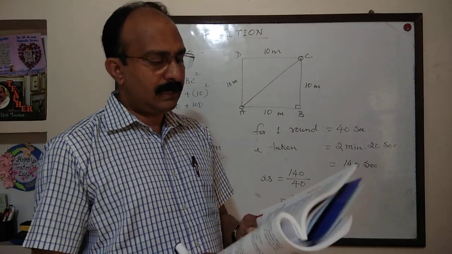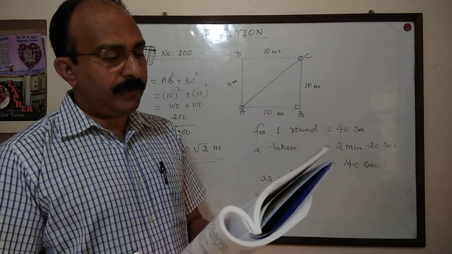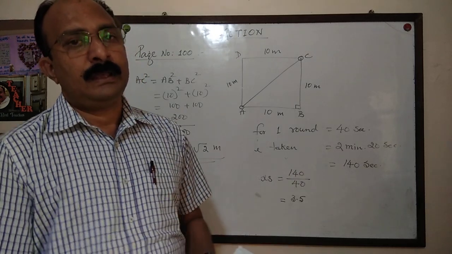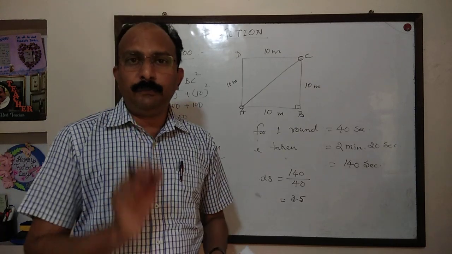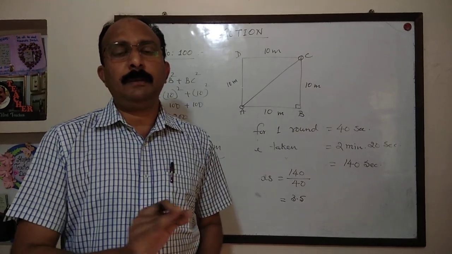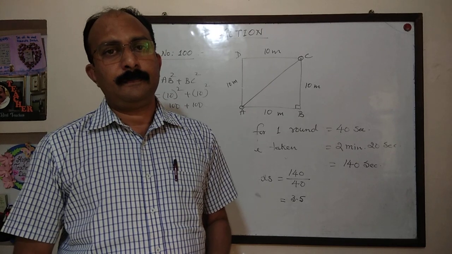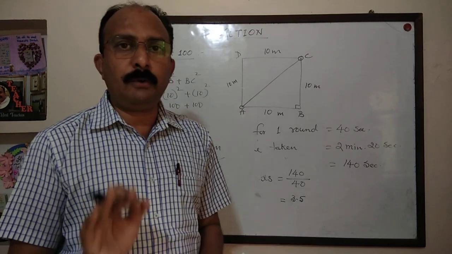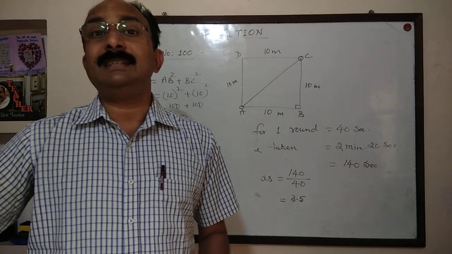Next question. What does the path of an object look like when it is in uniform motion? When the body is in uniform motion, the path will be a straight line.